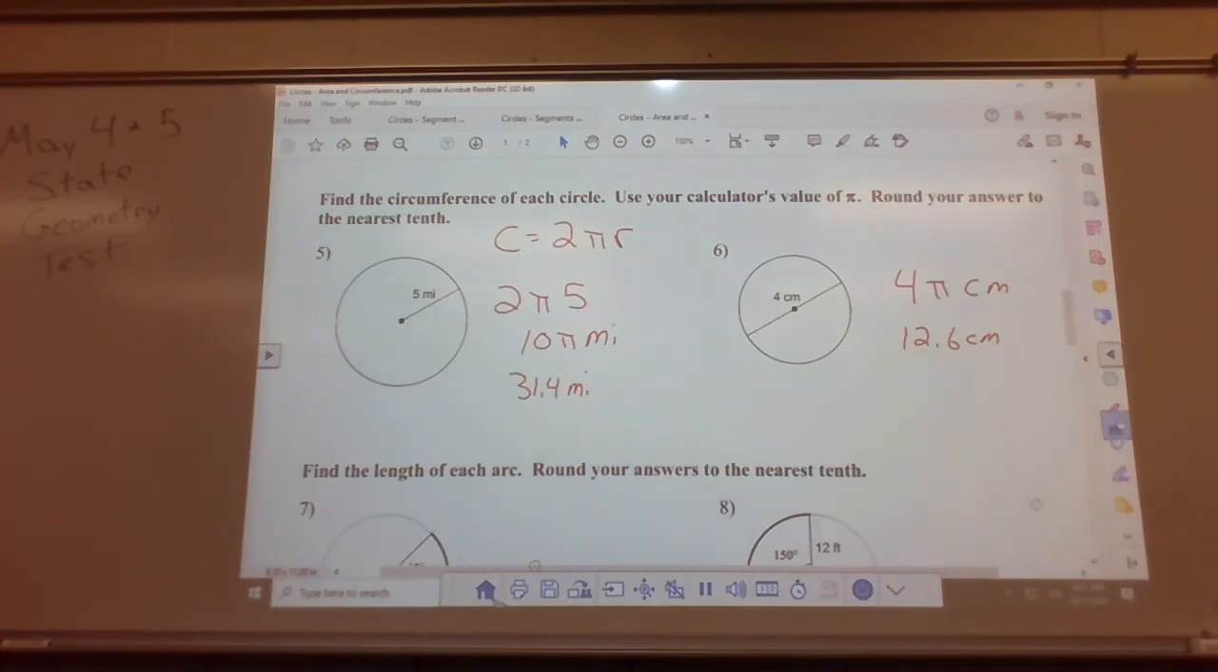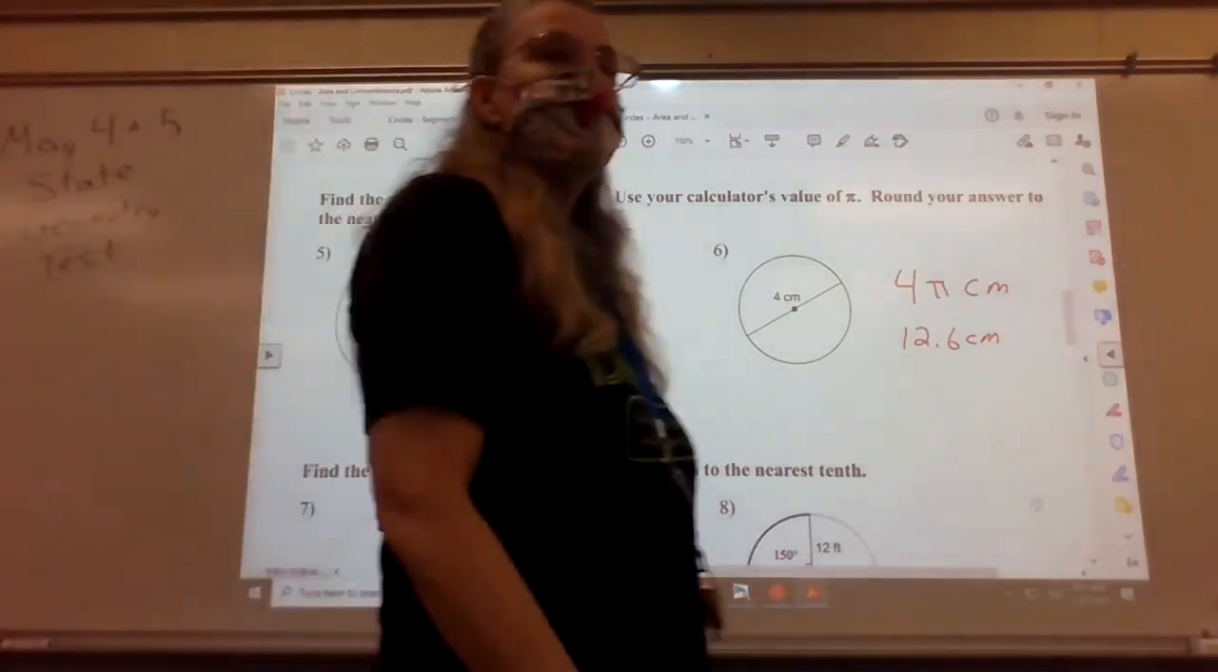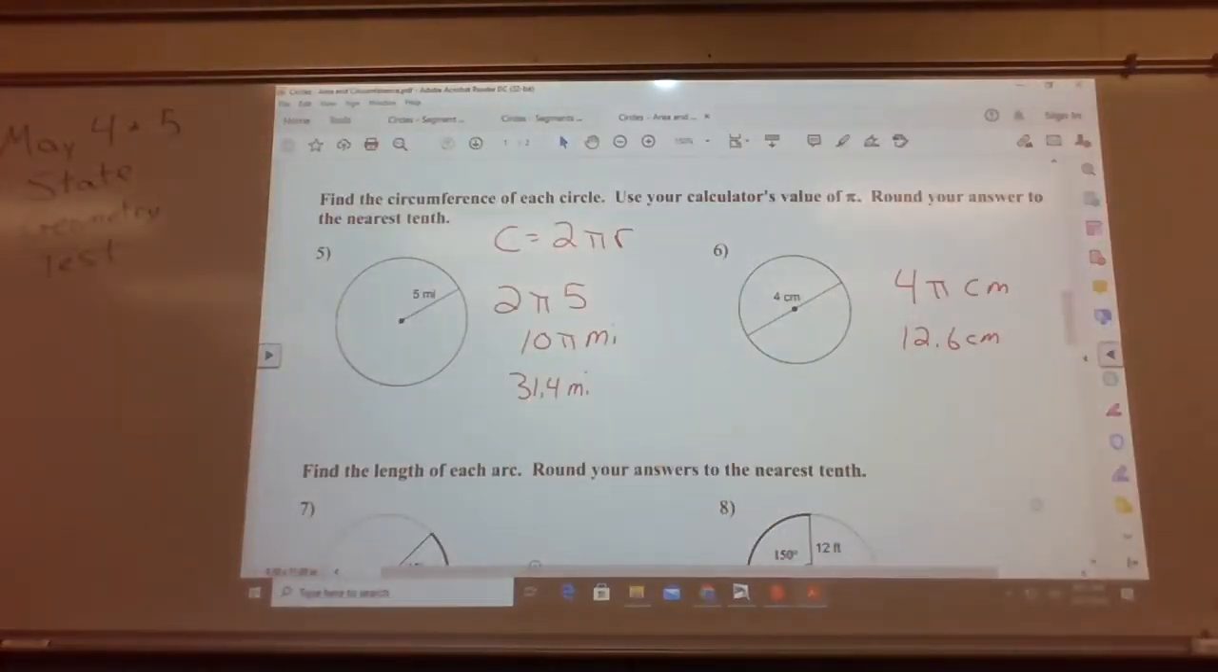So 5 and 6, yes. You want us to put C equals after all of our answers? You don't need to do that. I'm fine with that. But make sure you get the unit, the mile, centimeter, that stuff. You get 5, 6? Moving on.